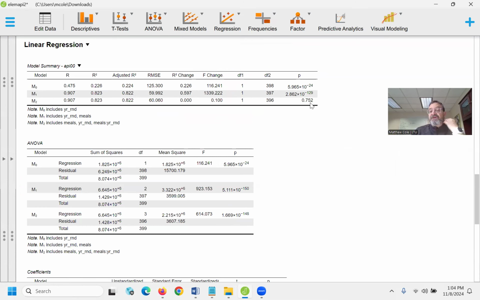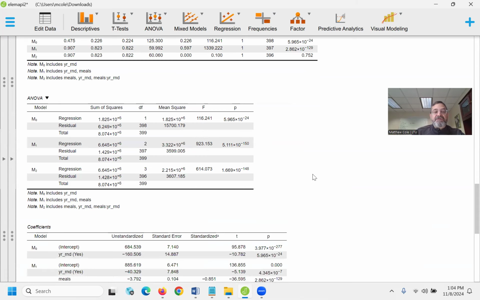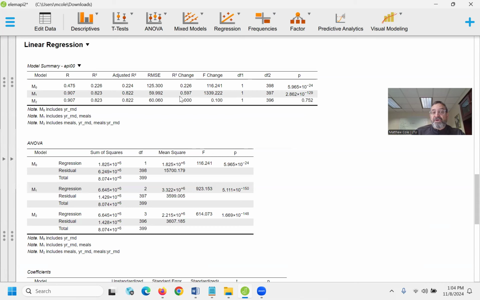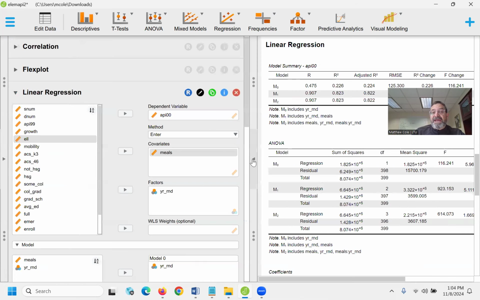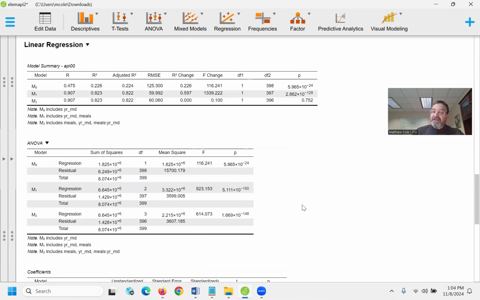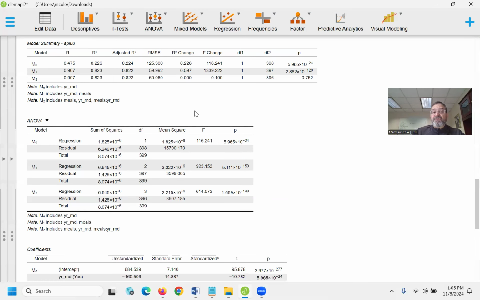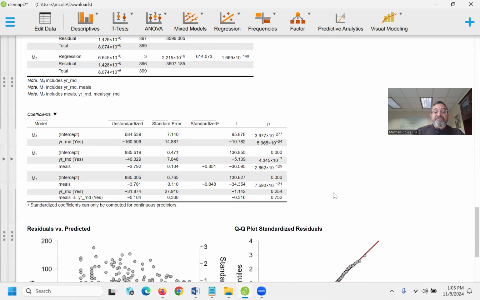Look, the p-value was not less than 0.05. Therefore, what? Therefore, we can say there was no significant interaction. The interaction between year-round and meals is not significant. They're not influencing each other. That's what that means. Interaction means one is influencing the other. These two are not influencing each other. And in fact, we see there's no change in R squared. R squared, in fact, didn't change at all by adding in the interaction term. Unlike in the previous example when we saw that there was a significant R squared change because the p-value was less than 0.05.